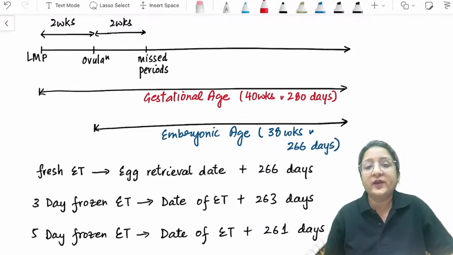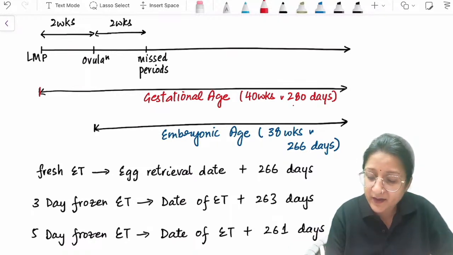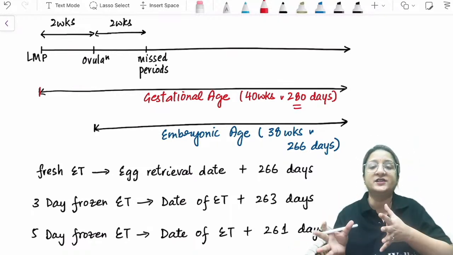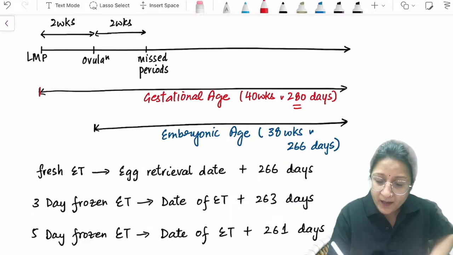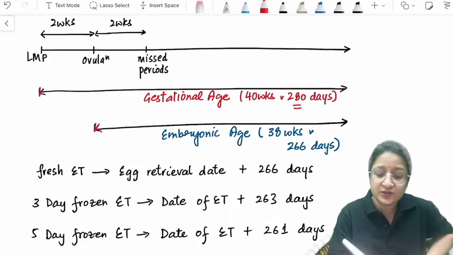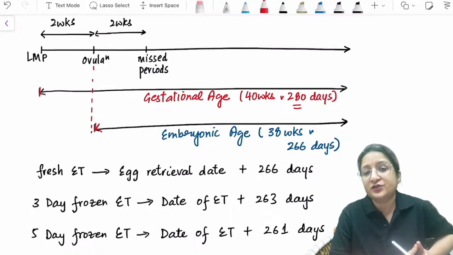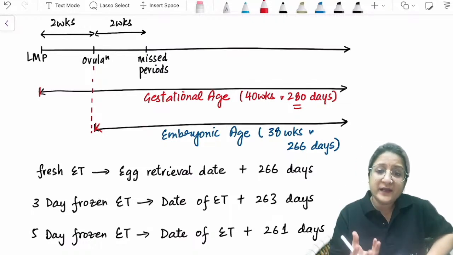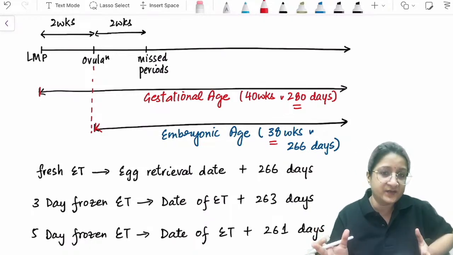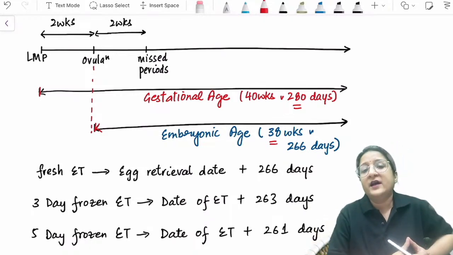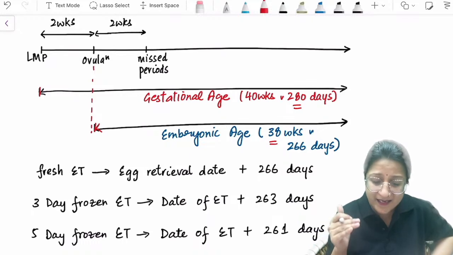So have a look at this here. Concept is here. So when you have the gestational age, when we are counting from the first day of LMP, then 40 weeks is somewhere around 280 days. Okay, that is the gestational age. But when we talk about embryonic age, it is calculated from the date of fertilization, isn't it? So that is where ovulation took place. And ovulation is technically the day that fertilization also took place, isn't it? So when you count the embryonic age, it is going to be 38 weeks. That is going to be 266 days, right? So 2 weeks are less here. So when we talk about embryonic development, it takes about full 266 days, right?